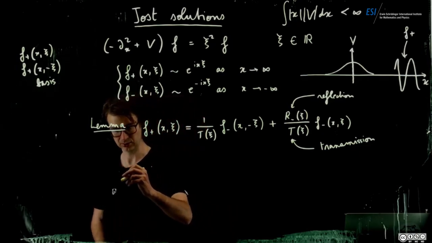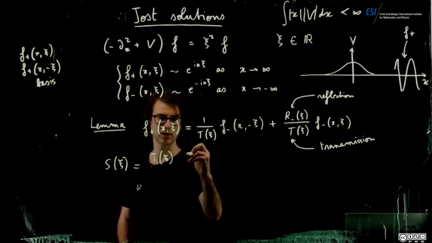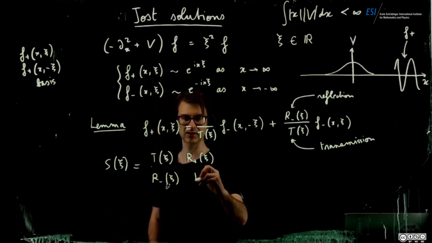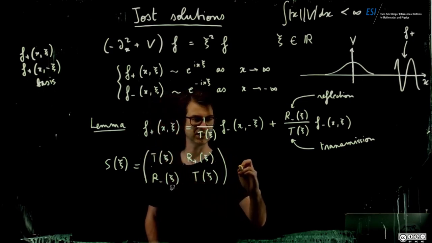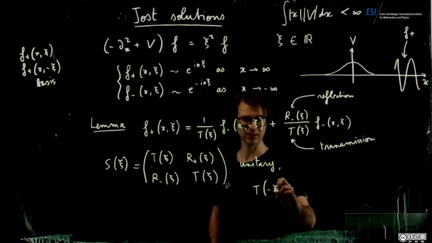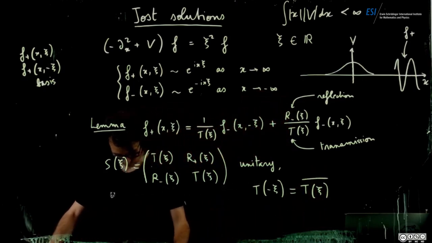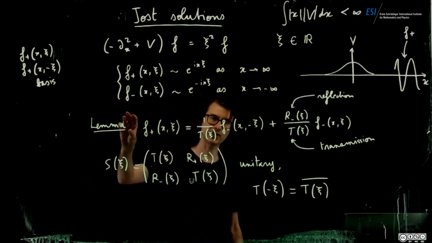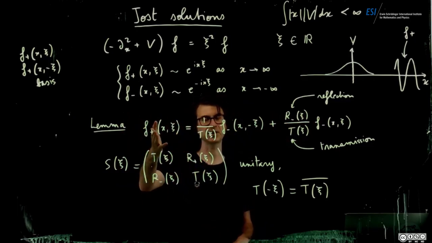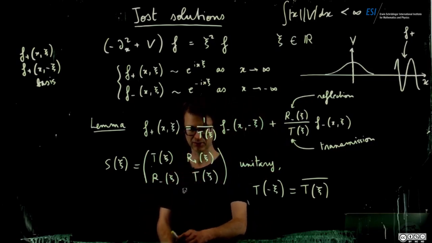And what's important is that the so-called scattering matrix S of xi, which is T of xi, R plus of xi, R minus of xi, T of xi, is unitary. And furthermore, T of minus xi equals T of xi bar. There is a similar equality if you put f minus on the left hand side. So if you decompose f minus in terms of f plus, I don't write it, and that's where the R plus coefficient appears.